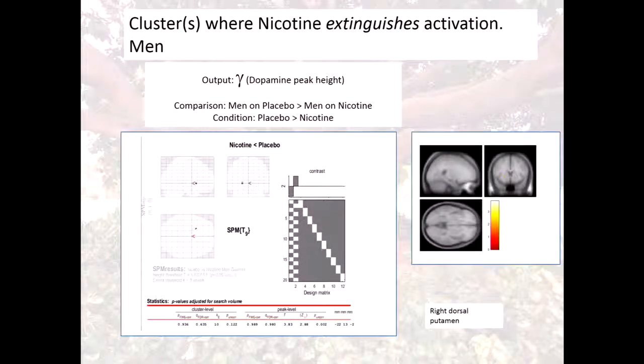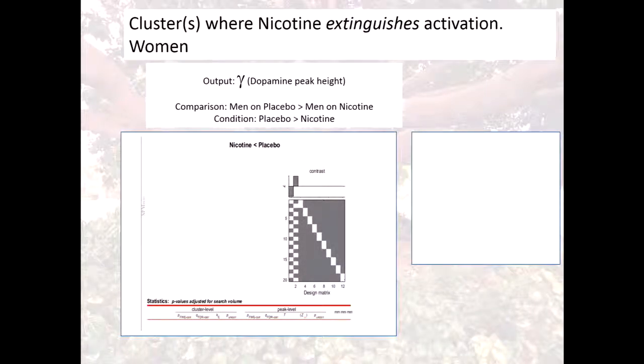And in fact, there is a small cluster if you lower your threshold enough so that you have something to show. But what's beautiful about this is that if you ask the same question throughout the striatum, which is what we're doing with women, is there a place in the brain, in the striatum, where the effect of the nicotine patch condition extinguishes the activation that we detect with this method? In women, the answer is 0. So that's in alignment with our hypothesis.